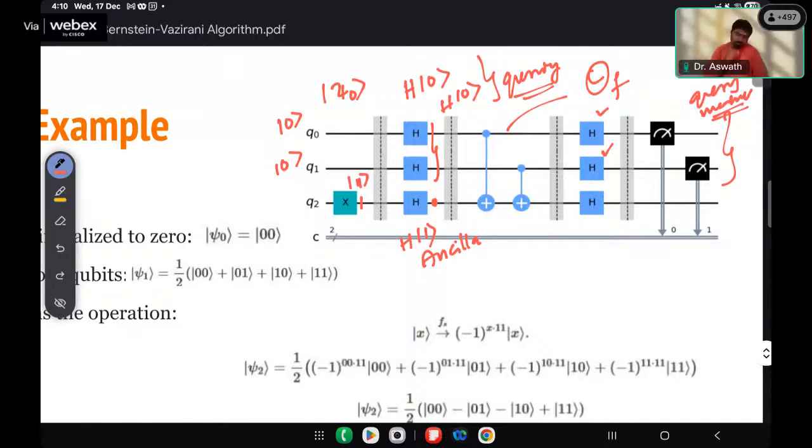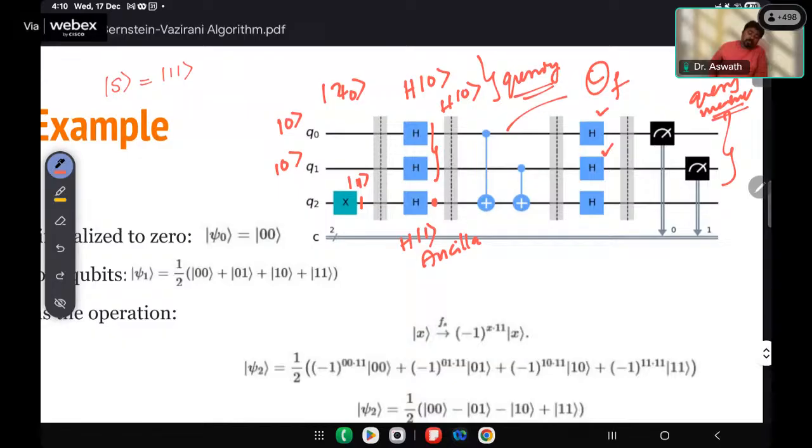Welcome back, everyone. I was asking you to just stare at this circuit. This is a circuit for a shift function, where s is 11.